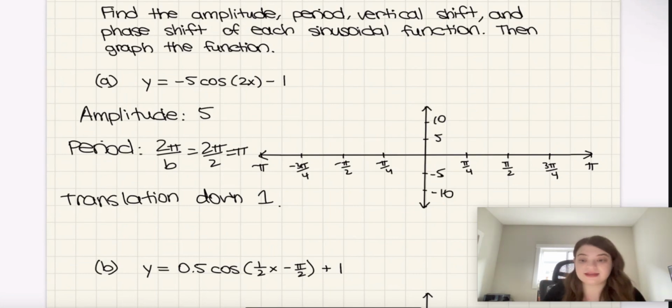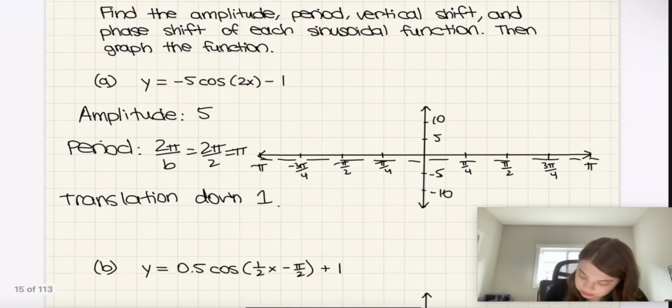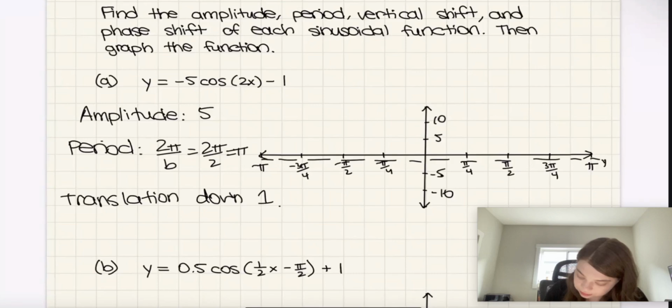Normally, we would start at the x-axis. Here, we're going to start at negative 1. So I'm just going to draw a dashed line right here. And I'm going to label it that this is the y equals negative 1 line right there, okay? Because that's where we're going to start and end.